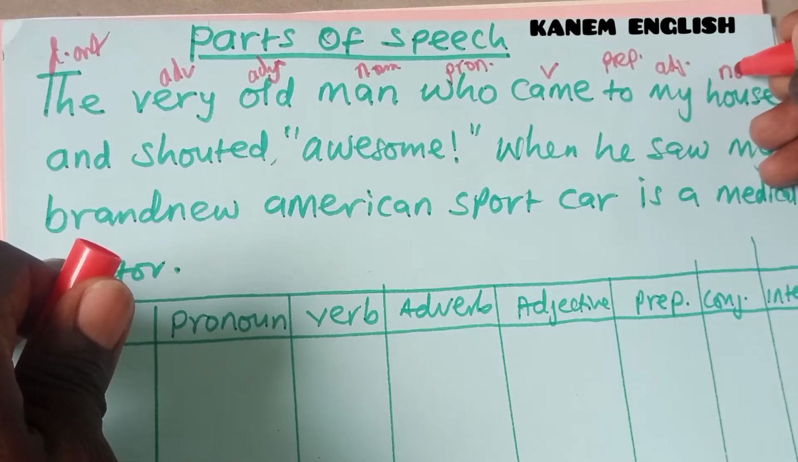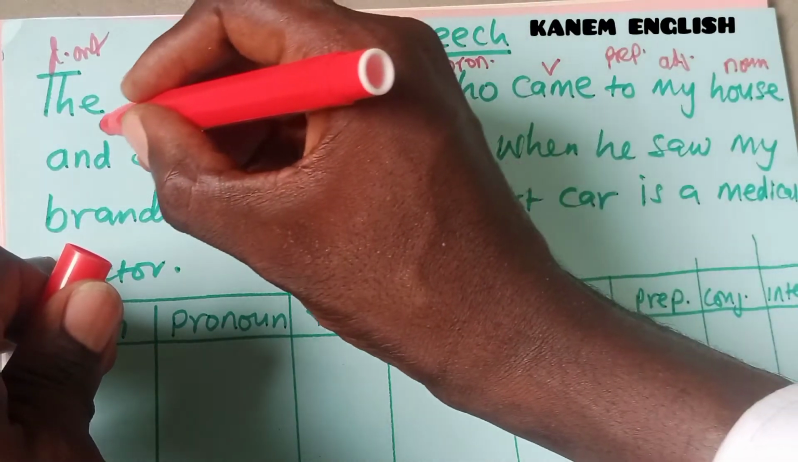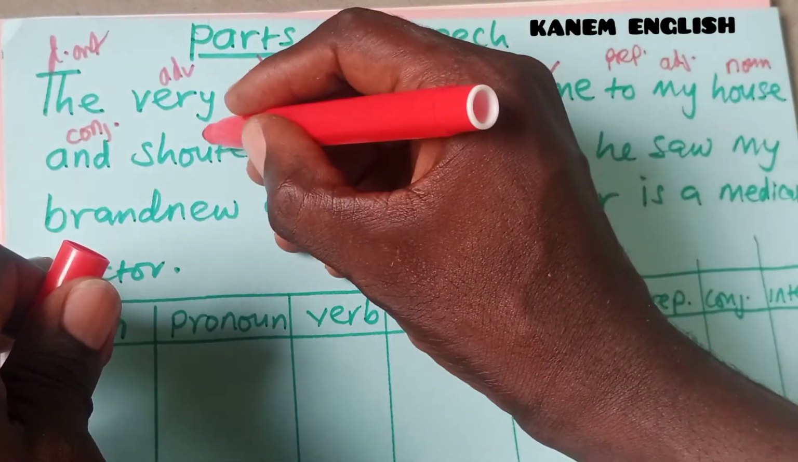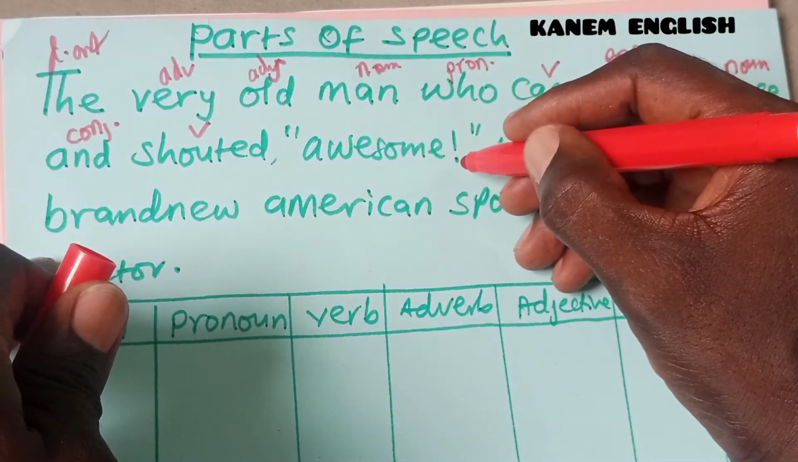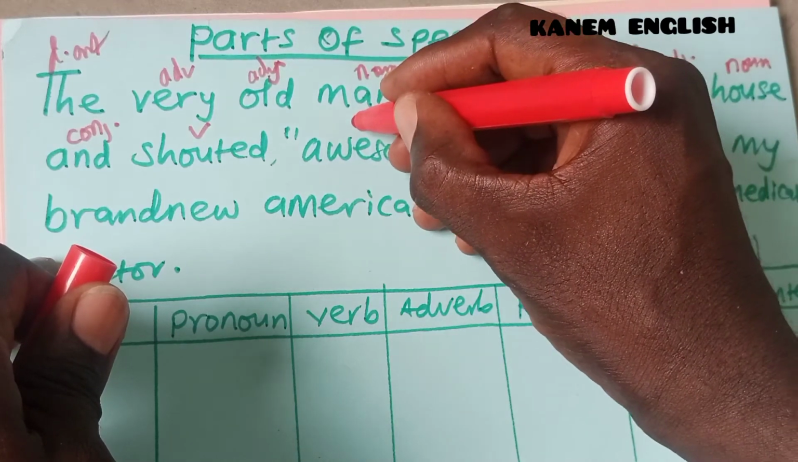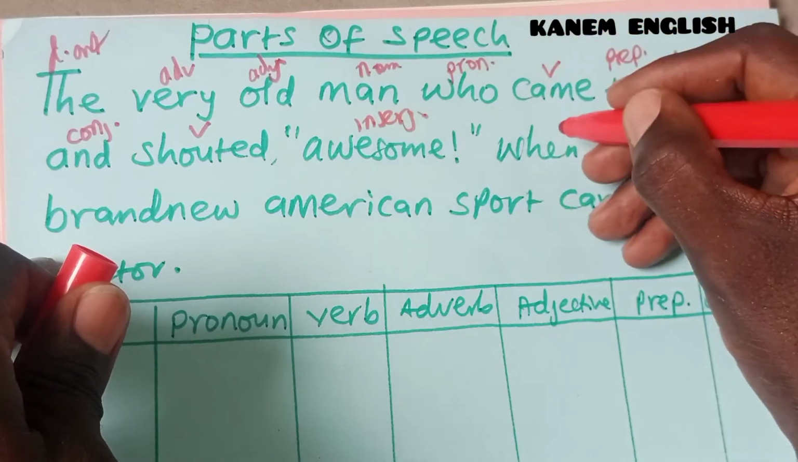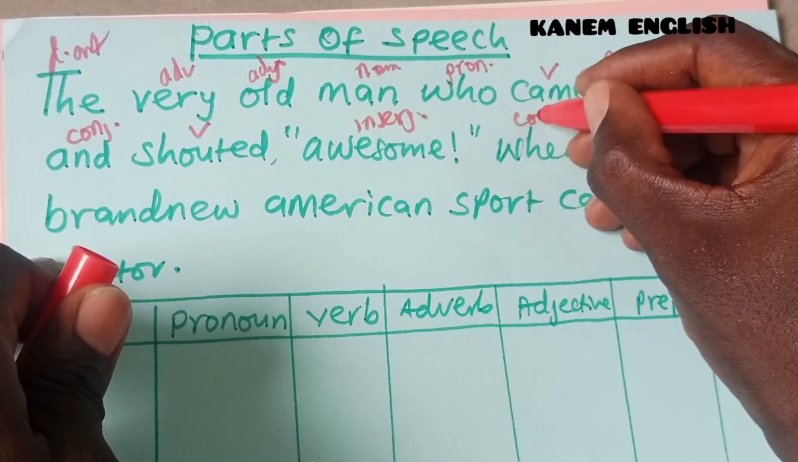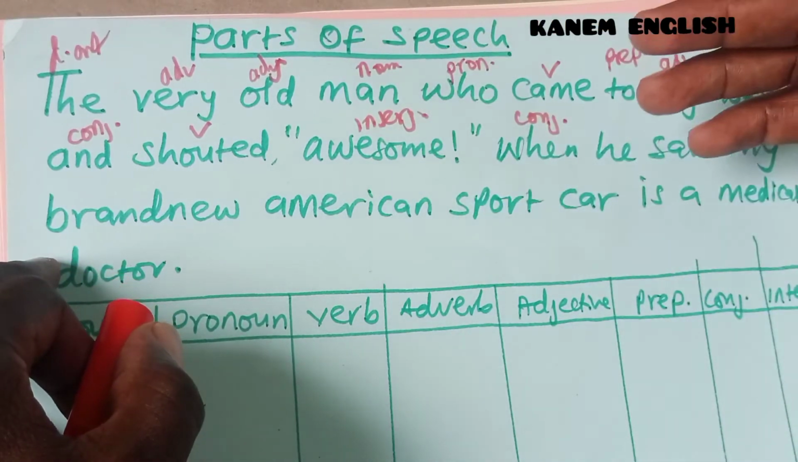This house is noun. Then we have and. This is conjunction. Then we have shouted, which is verb again. And then we have awesome with the exclamation point at the end, which is the interjection. Then we have when, which is the conjunction that connects the dependent clause with the independent clause.